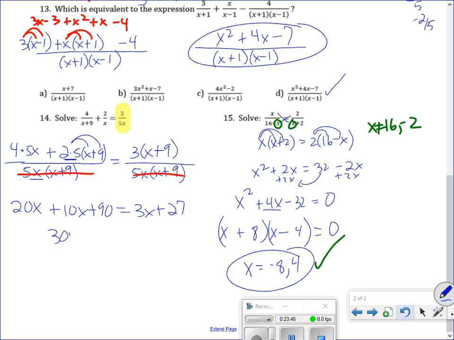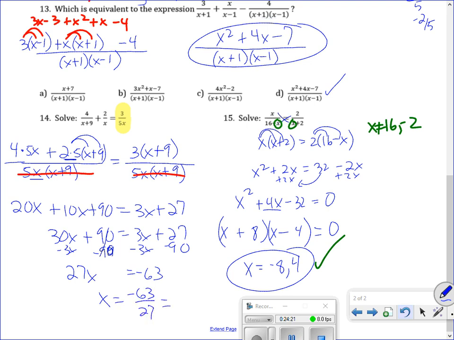So I got 30x plus 90 equals 3x plus 27. I'm going to subtract 3x over here and put 27x. I'm going to subtract 90 because I moved my 3x. Subtracting 90, so 27 minus 90 is negative 63. Okay. Yeah, that's right. So my answer is negative 63 over 27.